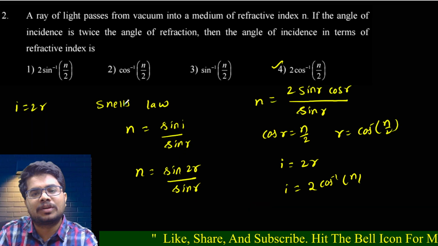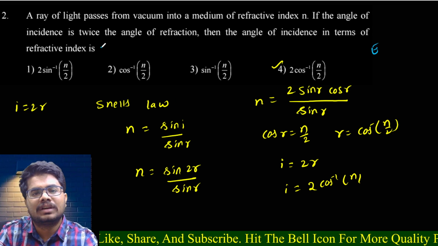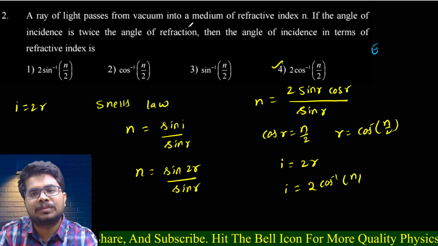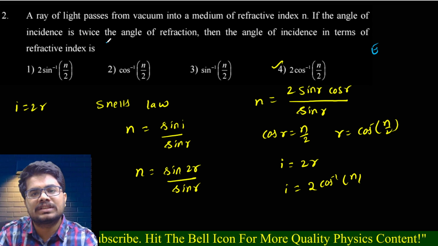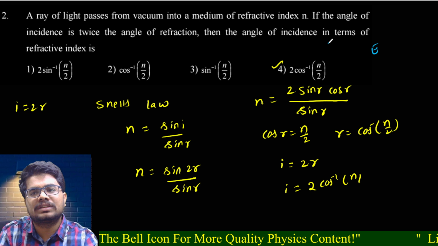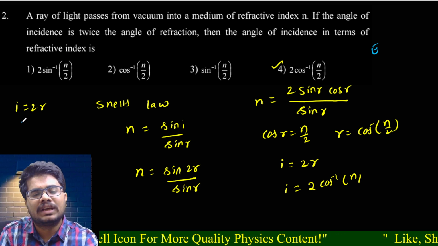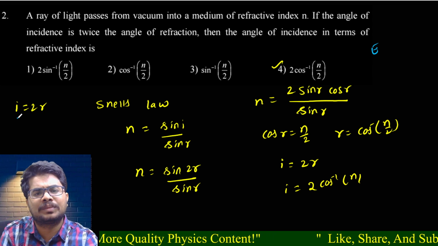Now let me see here. This question is from ray optics, easy level or difficult level? This is also easy level only. A ray of light passes from vacuum into a medium of refractive index n. If the angle of incidence is twice the angle of refraction, then find the angle of incidence in terms of refractive index. So I equals 2r.